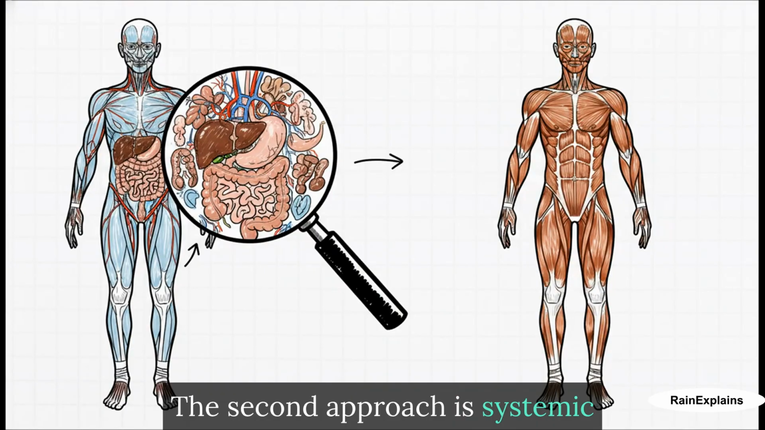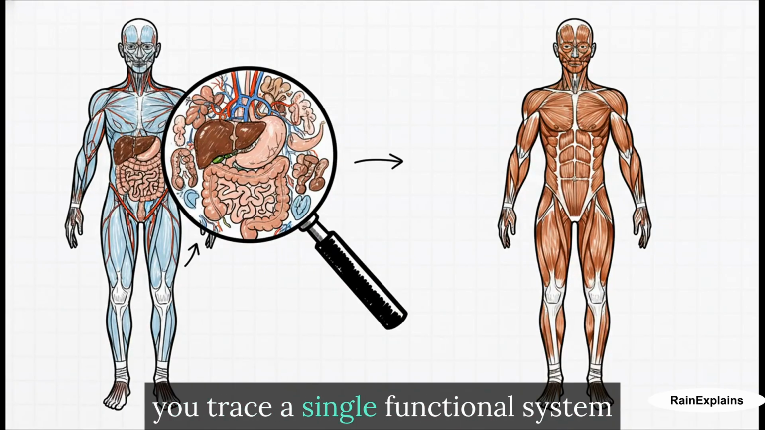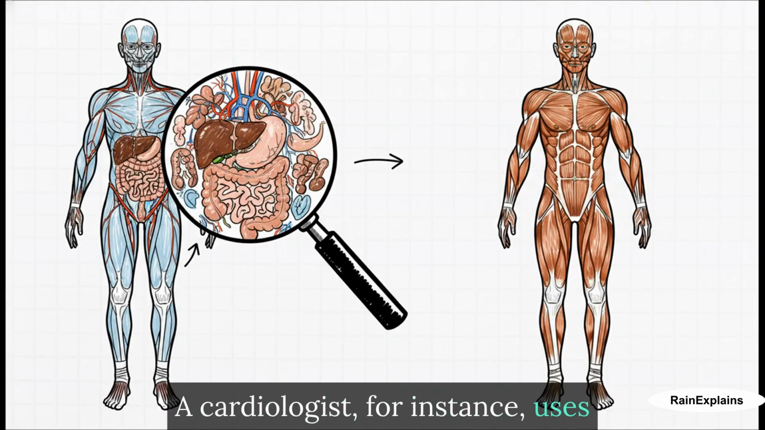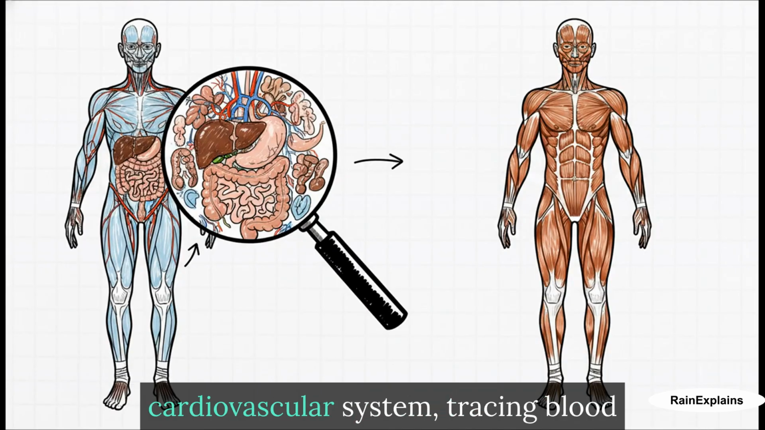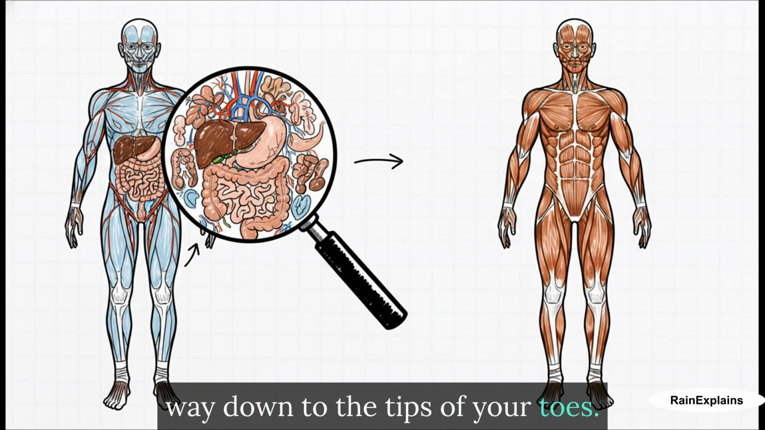The second approach is systemic anatomy. Here, instead of focusing on a region, you trace a single functional system throughout the entire body. A cardiologist, for instance, uses systemic anatomy to follow the cardiovascular system, tracing blood flow from the heart literally all the way down to the tips of your toes.